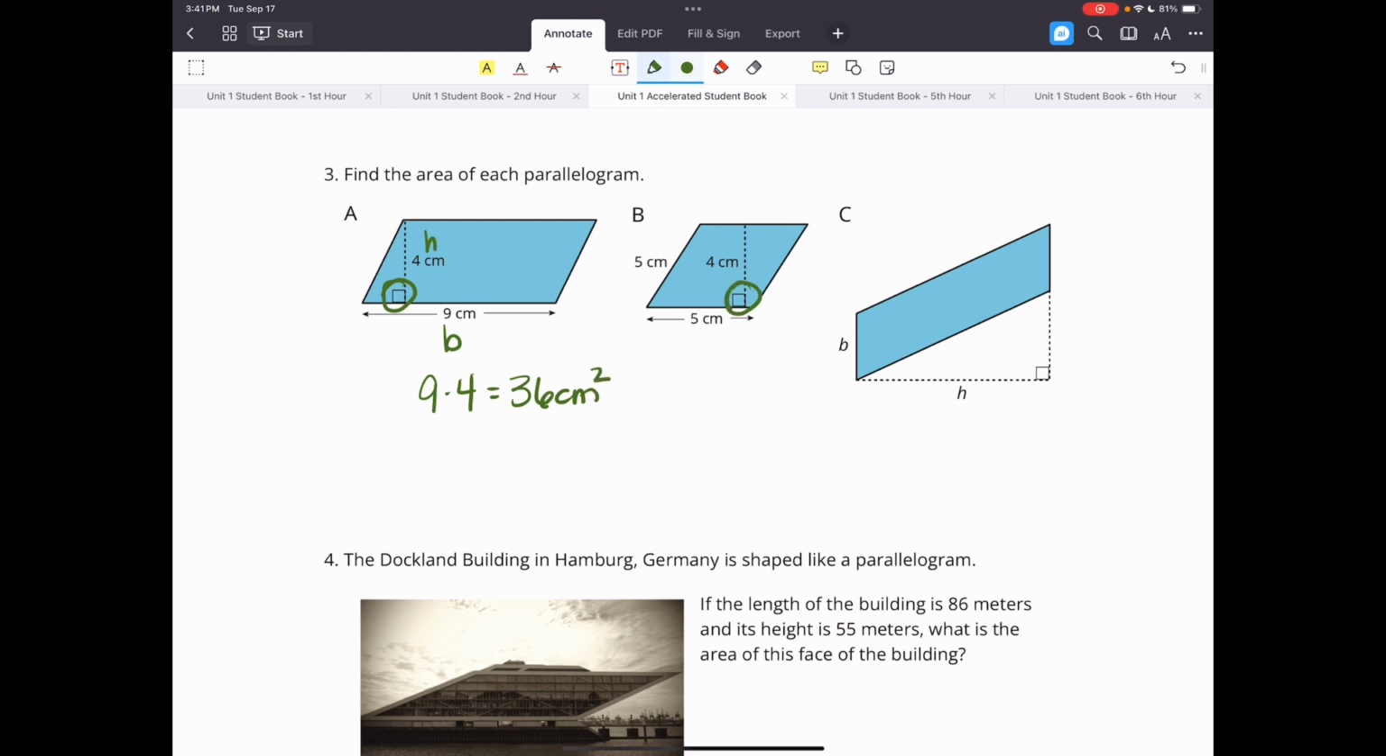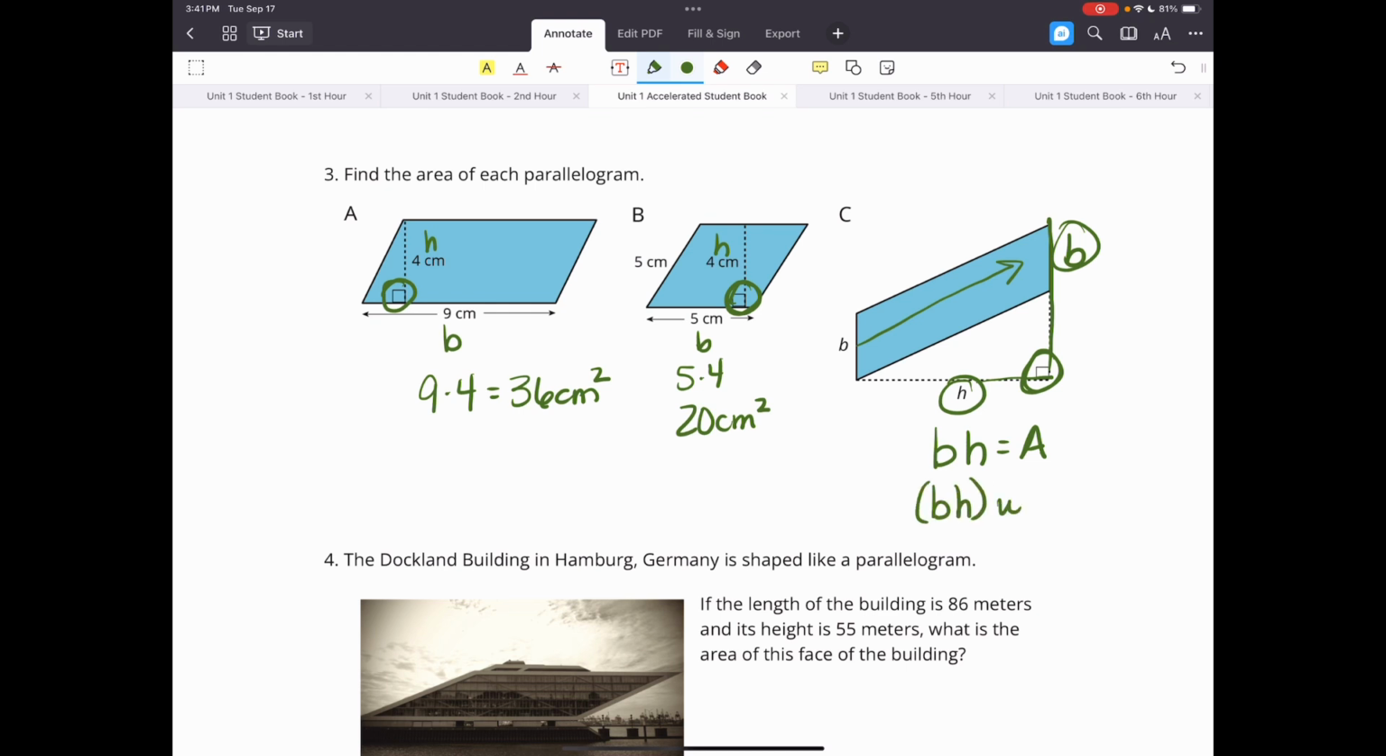The next one, the 90-degree angle connects 5 and 4. So my base is 5, my height is 4. 5 times 4 is 20 centimeters squared. The last one, here's my 90-degree angle. The 90-degree angle connects this base to this height. Opposite bases are the same, so B and H. They just want you to write the expression. BH equals the area, so it would be B times H that I would multiply. Units squared would be my area. So that's just an expression showing that you understand what that is.